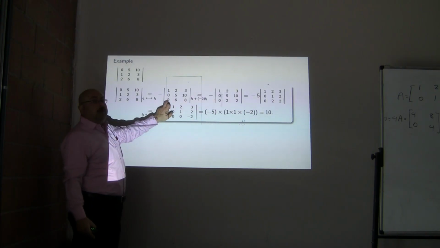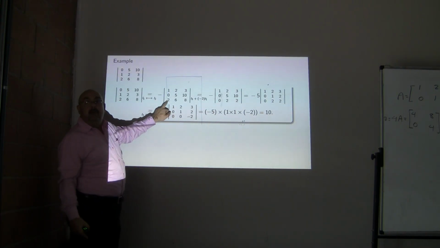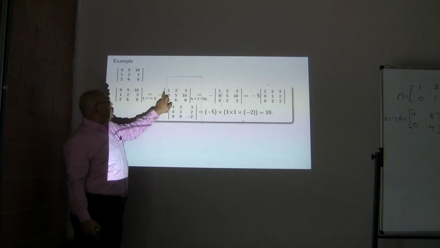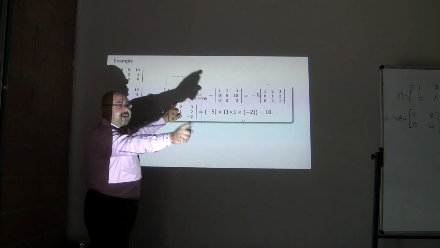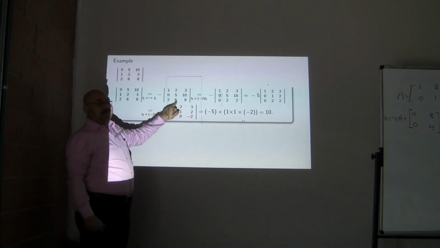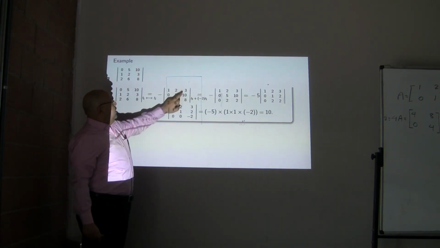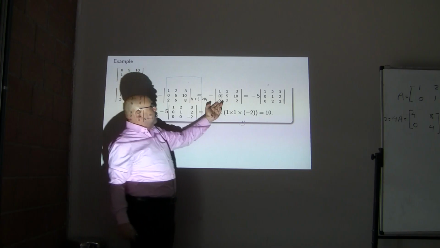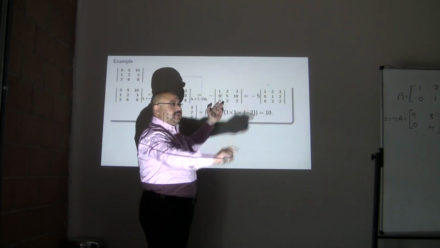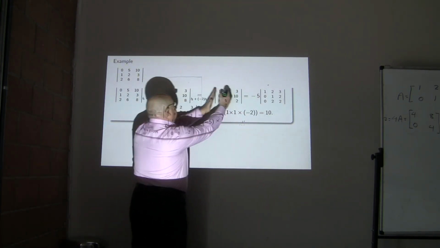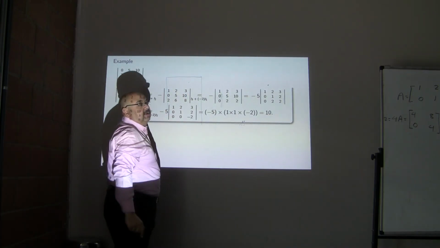How to make the 2 equal to 0? I will multiply the first row by negative 2 and add it to the third row. The value of the determinant will not change when we do this. So multiply the first row by negative 2 and add it to the third row. Here we go. The value of the determinant is not changing. This determinant value is equal to that determinant value.